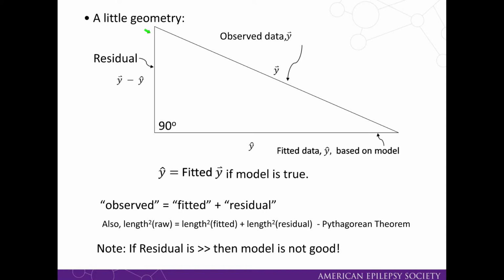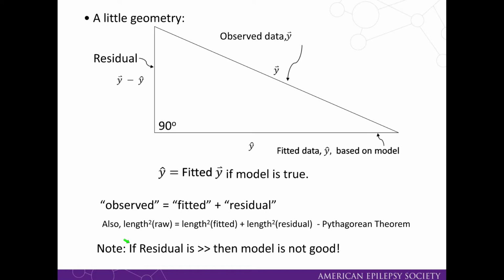But what is true of right triangles, which everybody I hope will remember, is that the length of the hypotenuse, which in this case is the raw data, squared is equal to the square of one leg plus the square of the other. And so you have the Pythagorean theorem that comes in that says the square of the observed is equal to the square of the fitted plus the square of the residual.